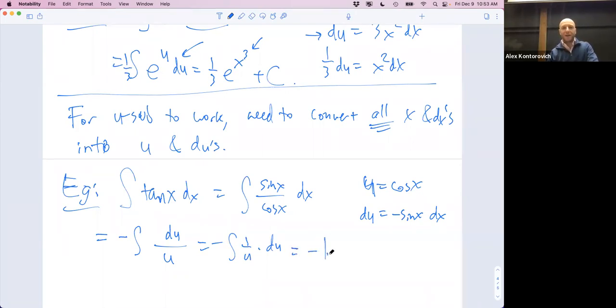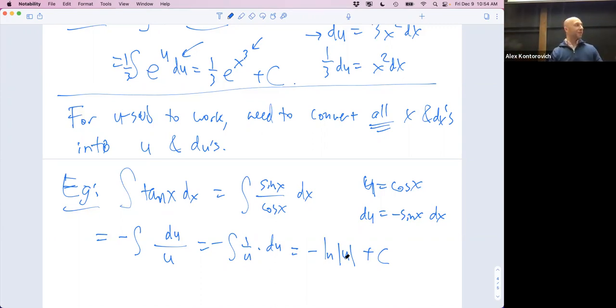ln, so I get negative ln of u plus c, and absolute value sign, because if it's an indefinite integral, in other words, just an abstract antiderivative, I don't know if u is positive or negative on either side. I have an antiderivative. To capture both of those, you put the absolute value. Okay, and that's it. We're done. It's natural log. Do not forget to return things to x's.